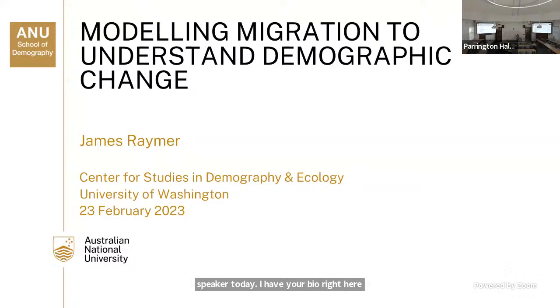Dr. James Raymer is a professor of demography at the Australian National University and a visiting scholar with CSDE. His research focuses on developing innovative methodologies and analytical frameworks to study demographic processes. He is especially interested in understanding migration in situations where data are inadequate or missing, and has engaged in many interdisciplinary and international research collaborations on topics ranging from statistical estimation of migration flows to population estimation and forecasting.